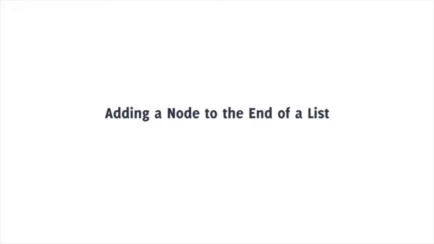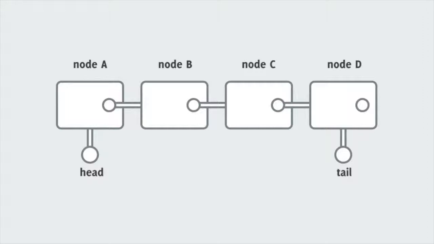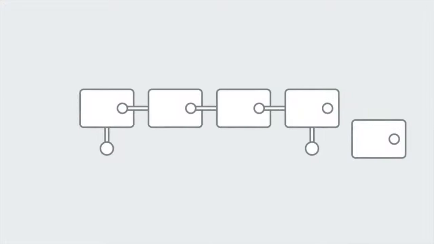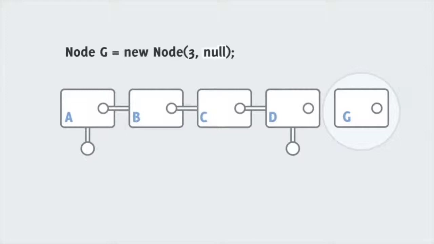Adding a new node to the end of a list works in a very similar way as adding a new node to the beginning of the list. You start by creating a new node, in this example, node G. It has a data value of 3 and a reference value of null.